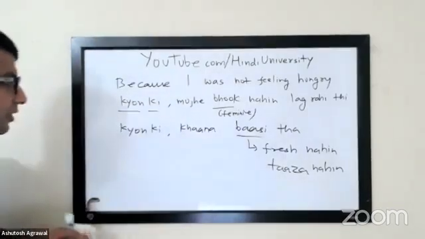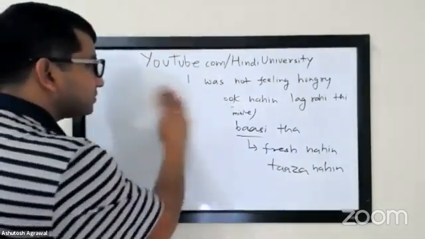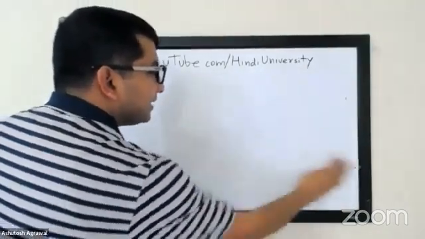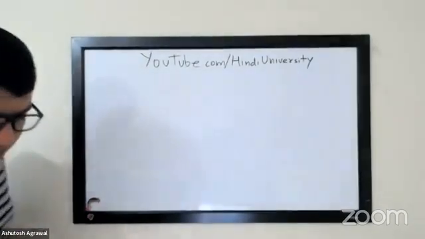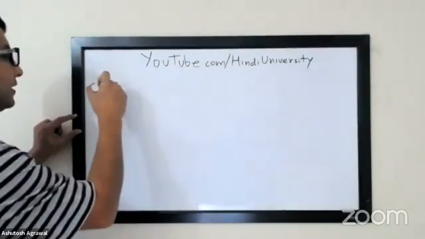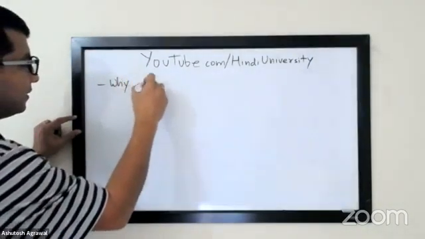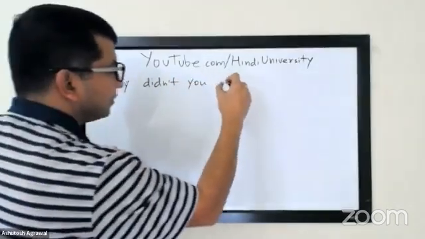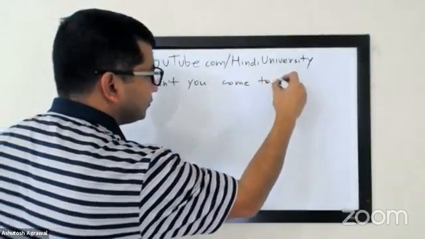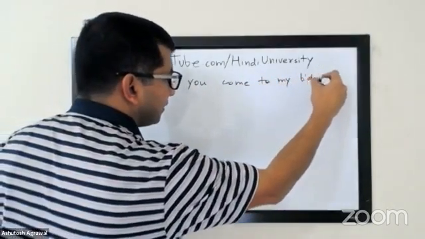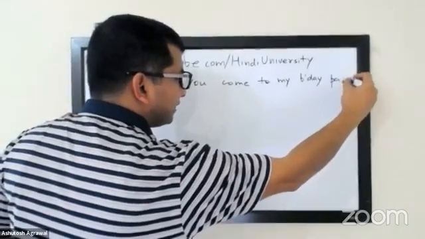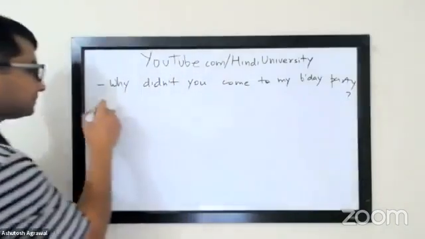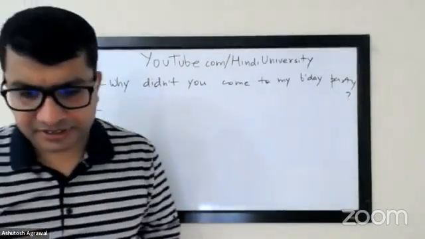I'm going to change the question. How about that? The question is, let's say somebody is asking you, why didn't you come to my birthday party? That is the question. Why didn't you come to my birthday party? Or it could be anything. Instead of birthday party, you can change it. How will you respond to that, JDG?